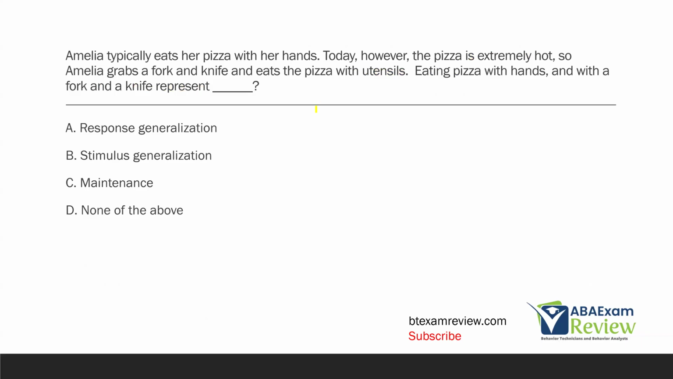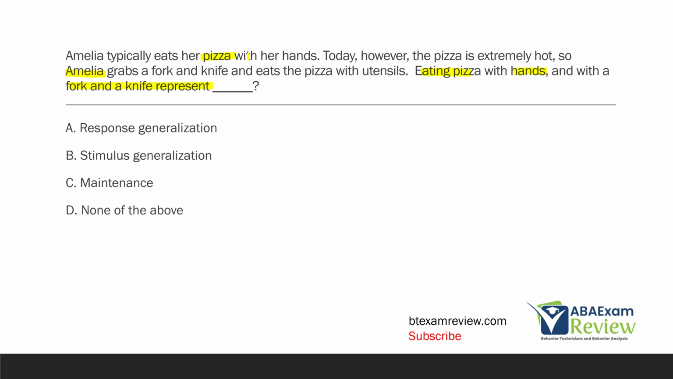Amelia typically eats her pizza with her hands. Today, however, the pizza is extremely hot, so Amelia grabs a fork and knife and eats the pizza with utensils. Eating pizza with hands and with a fork and a knife represent what? All right, so whose behavior are we looking at? We're looking at Amelia's, and we're looking at her eating pizza with both her hands and with a fork and knife.